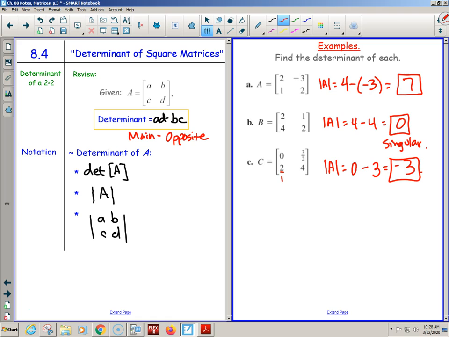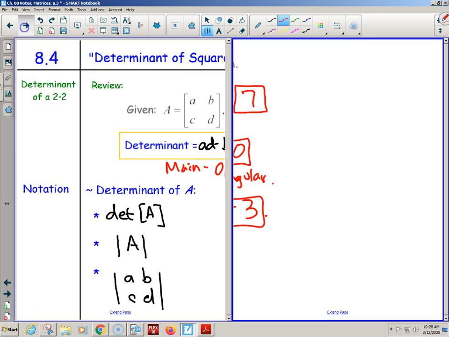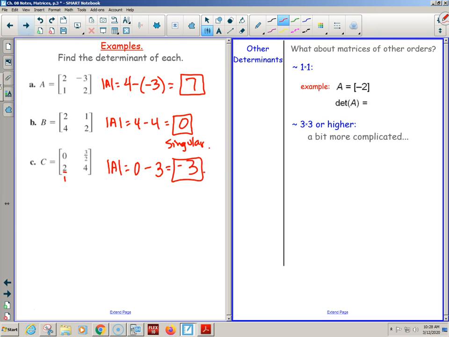Is that singular or non-singular? Yeah, because remember, it doesn't matter if it's a negative or a positive, just whether or not it's 0. I can do 1 over a negative for an inverse, no big deal. So, just reminding you of 8-3. That is what your homework's on tonight. But what if we don't have 2 by 2s? Those are easy. Main minus opposite. As long as you keep your sign straight, you're good. If it's a 0, that's still the determinant. We just know that the inverse wouldn't work.